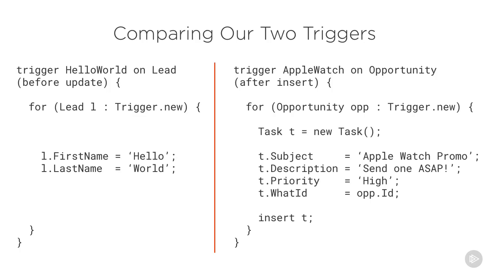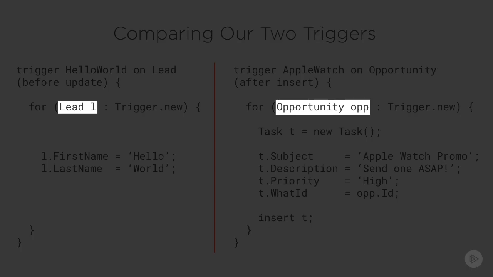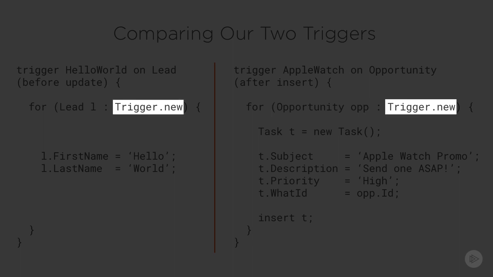Next, we have the trigger loop. Both trigger loops start off by creating variables for their respective objects. But even though both trigger loops run on different objects, they each use the same special trigger.new keyword because that represents the list of records entering each trigger.